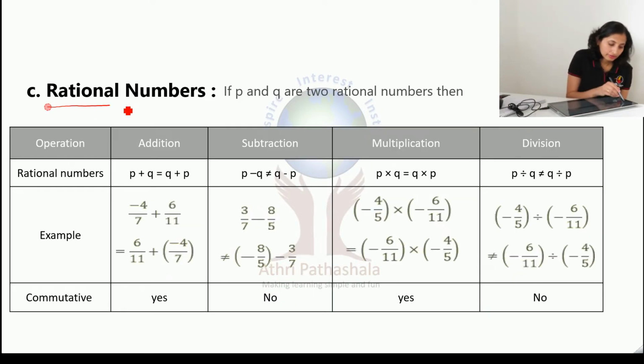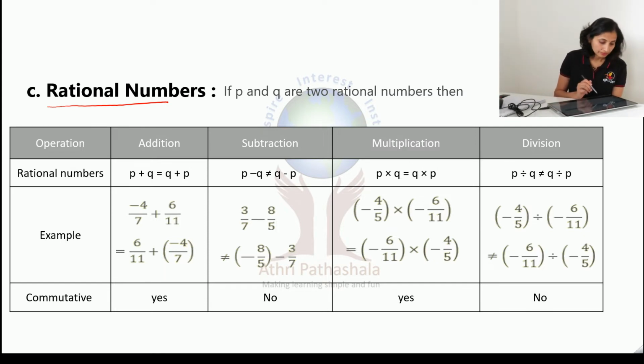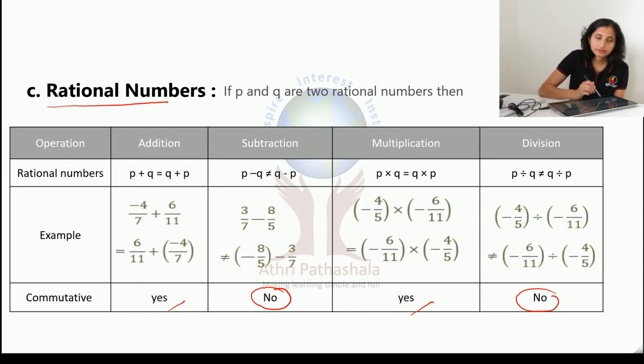And for the rational numbers, the commutative property under addition holds, but for subtraction it is not commutative, and for multiplication it is commutative, and for division it is not commutative. I have given examples here. Take these examples and check your answers. For addition, you will get LHS equal to RHS.